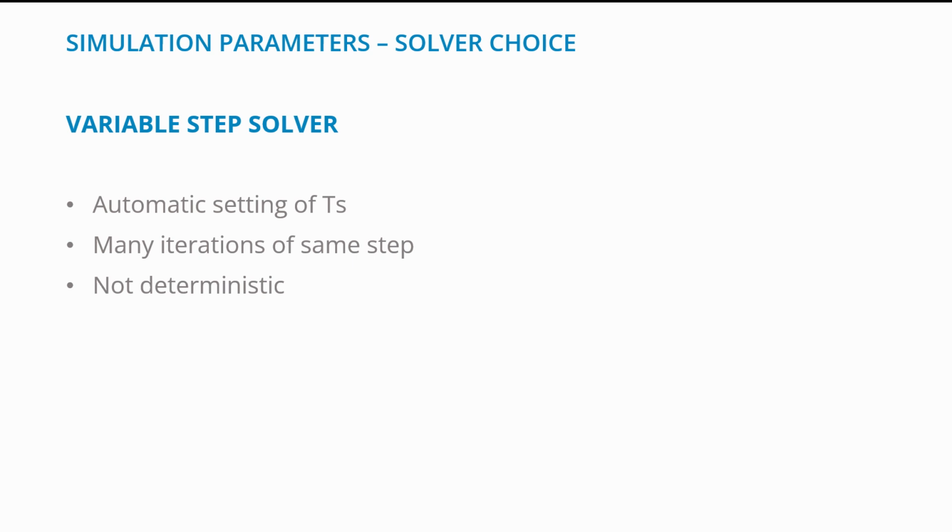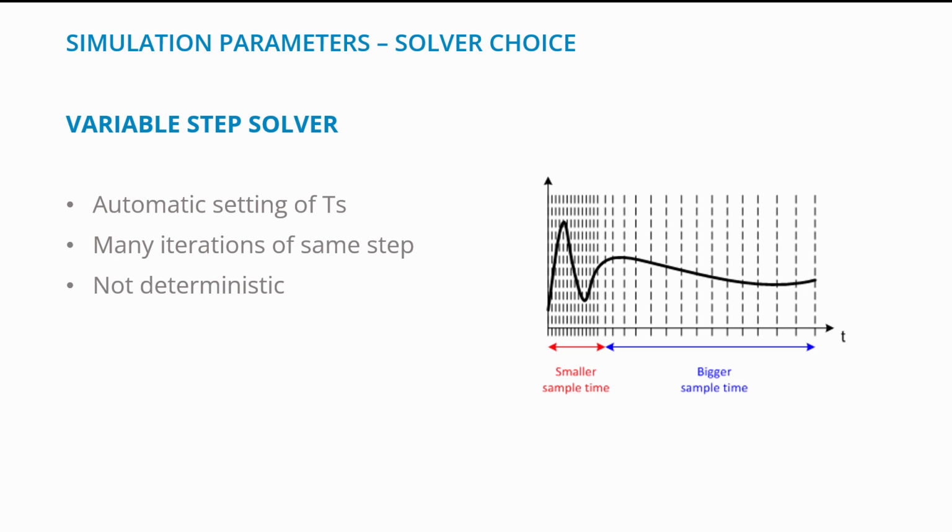To avoid having to decide the size of the time step, we might be tempted to use the variable step solver. In the same example, notice that the variable time step solver automatically adjusts the step size for the frequency of the waveform in order to provide a better resolution. Where there is little variation in the signal, a larger sample time is chosen to be more efficient.